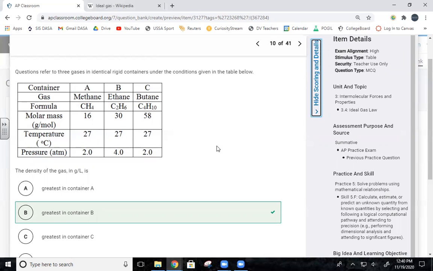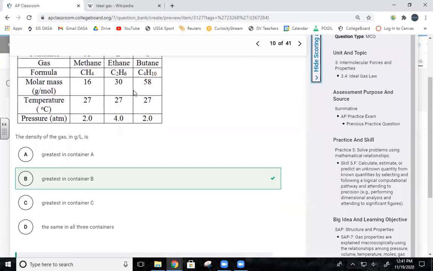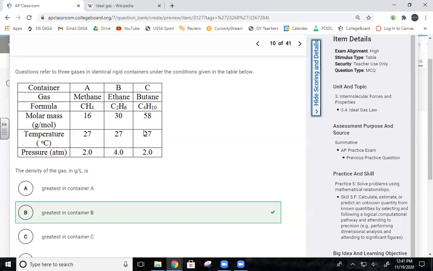Okay. If this had been 3 atmospheres, it would have been C. I'd have to work out the math, but you could get a scenario where the density was the same between these two if the ratio between the molar mass and the atmospheric pressure was equal. Okay?